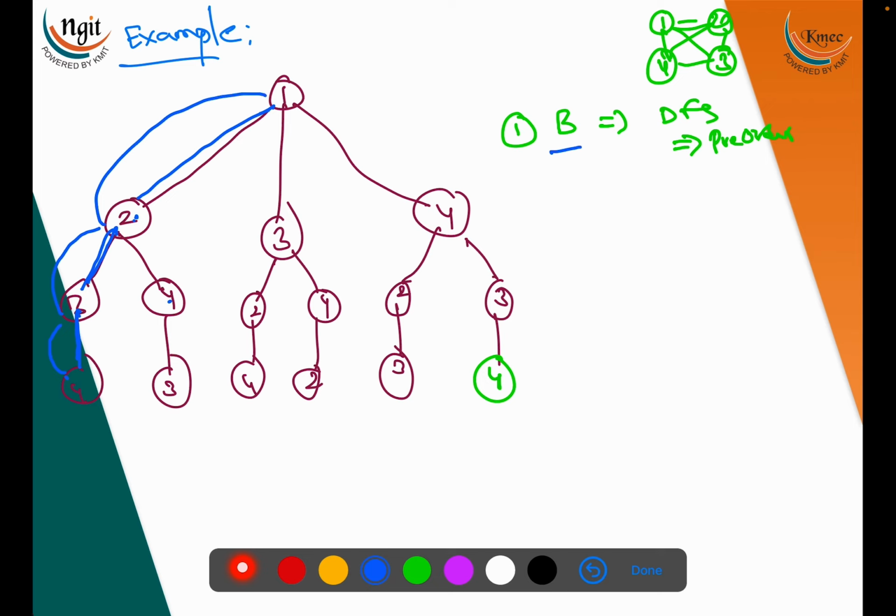Now he can change his decision and come to 1 to 3. So again 1 to 3, 3 to 2, 2 to 4. It is one of the solutions, right? Now again he can change his decision to 1 to 4 and 4 to 2, 2 to 3. And he can change his decision 1 to 2, 2 to 4, 4 to 3. He can go in the order of depth first search, right? So this is the first difference.